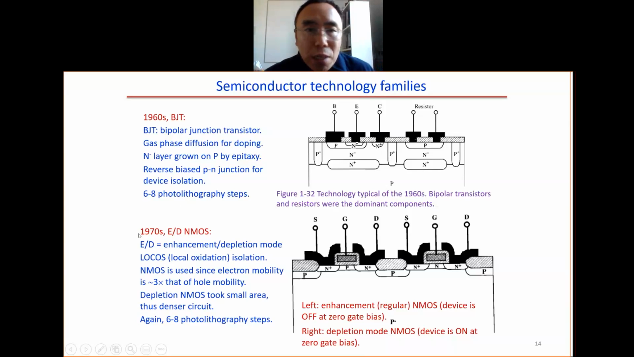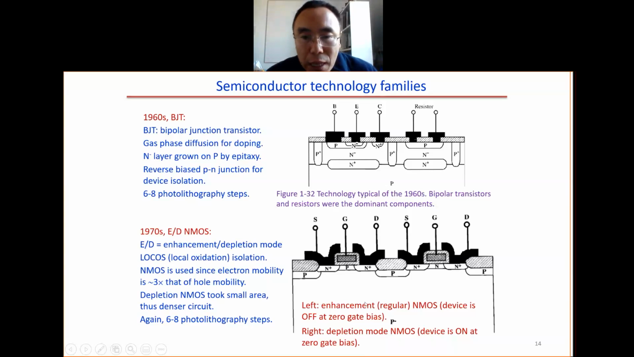In the 1970s, we have something called ED NMOS. So why NMOS? NMOS uses electrons. We have electrons coming from here to here. We know that electron mobility is 3 times that of the hole mobility. So this way, when we use the NMOS, the speed will be faster.